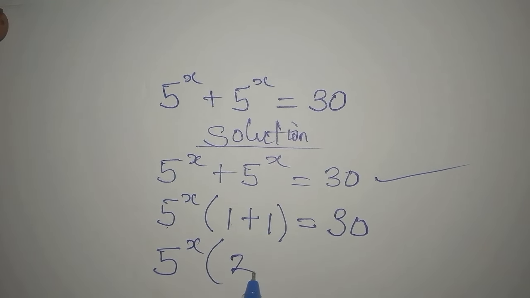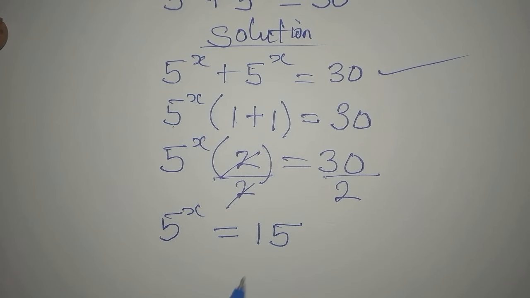How do I remove these two? Since we have this multiplied by this, if you want to remove either of them, you will divide by what you want to remove. Then on the other side, you divide by the same number. So this is going to go with this. Now 5 to the power of x is alone and is equal to 30 divided by 2. That is 15.